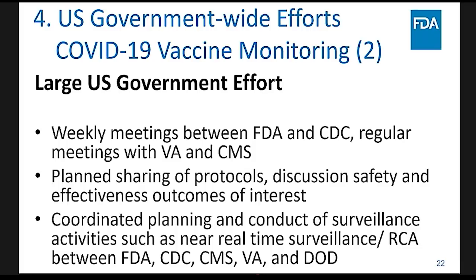So that near real-time surveillance, those 10 to 20 outcomes, I would expect that other government agencies will be doing either the same list or a very similar list of outcomes in their rapid cycle analysis.